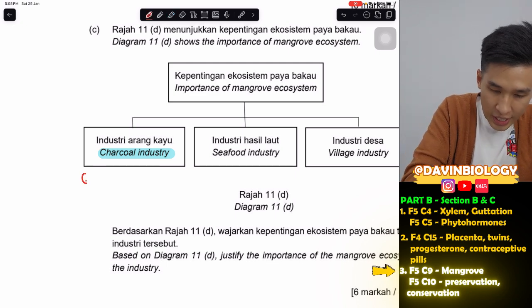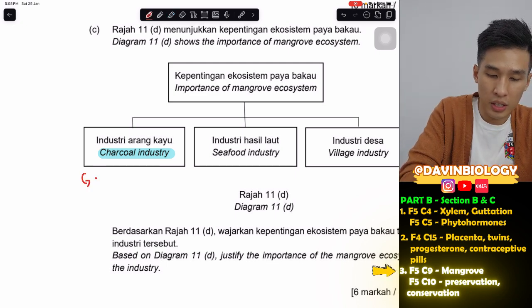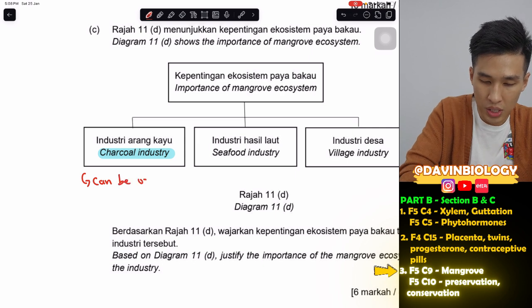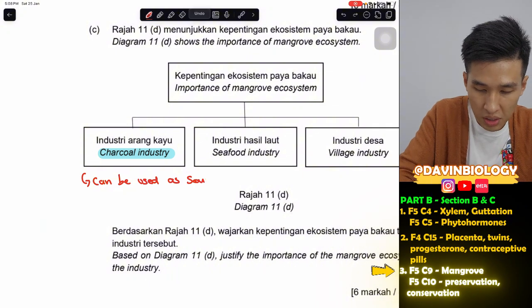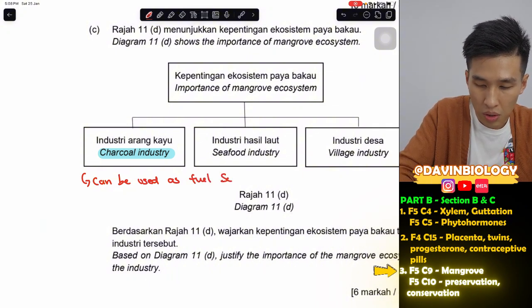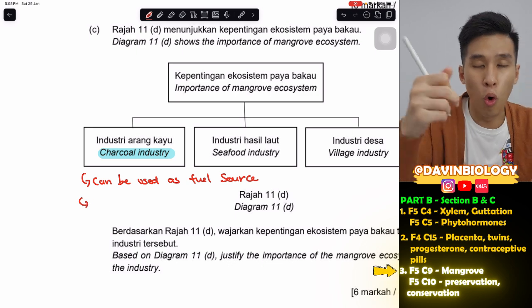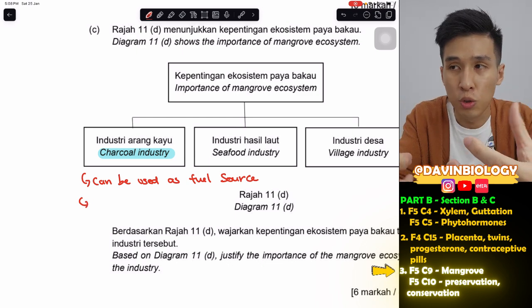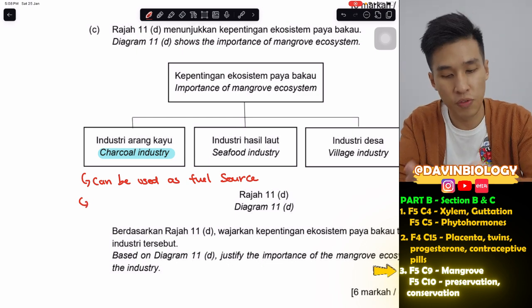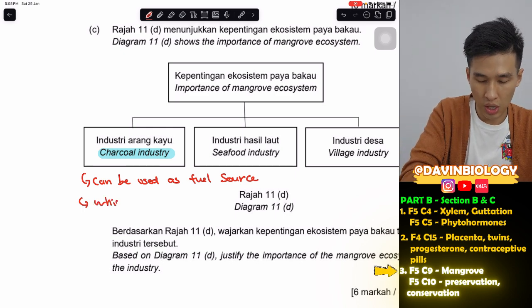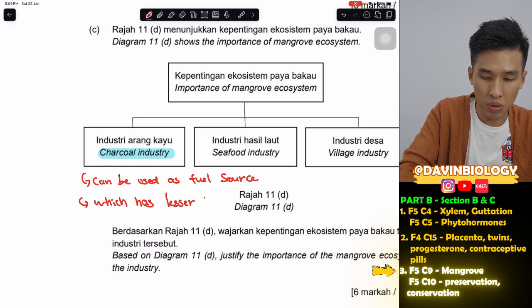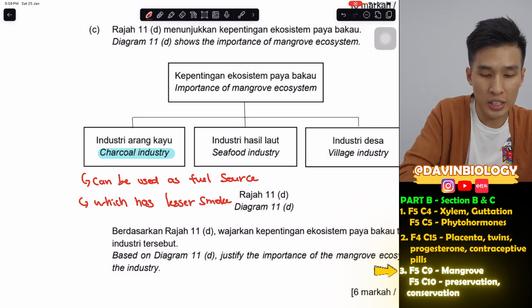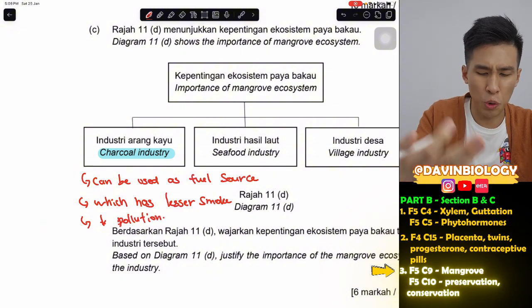So you can say the mangrove wood can be used as a fuel source. We burn coal for fuel to generate electricity, for example. So you use a fuel source which has less smoke, so it basically reduces pollution. Okay, so charcoal, nothing much to talk about.